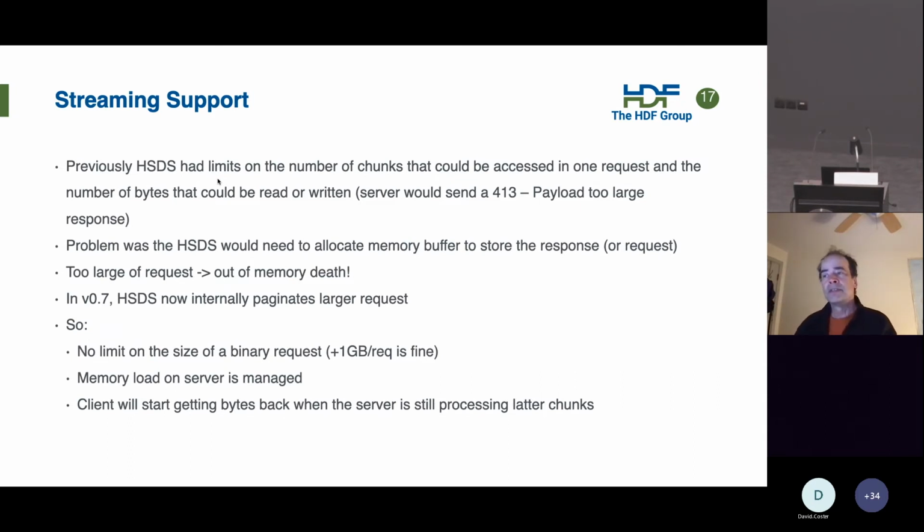But now we have this internal pagination in HSDS. So no matter how large a request is, HSDS can process it gradually without committing an overly large amount of memory. And on the client side, you'll start seeing bytes come back from your request even before the server is finished processing all the chunks of the request. So your client could conceivably be doing useful work as bytes start streaming out of the server while the server is still processing remaining chunks in the request.